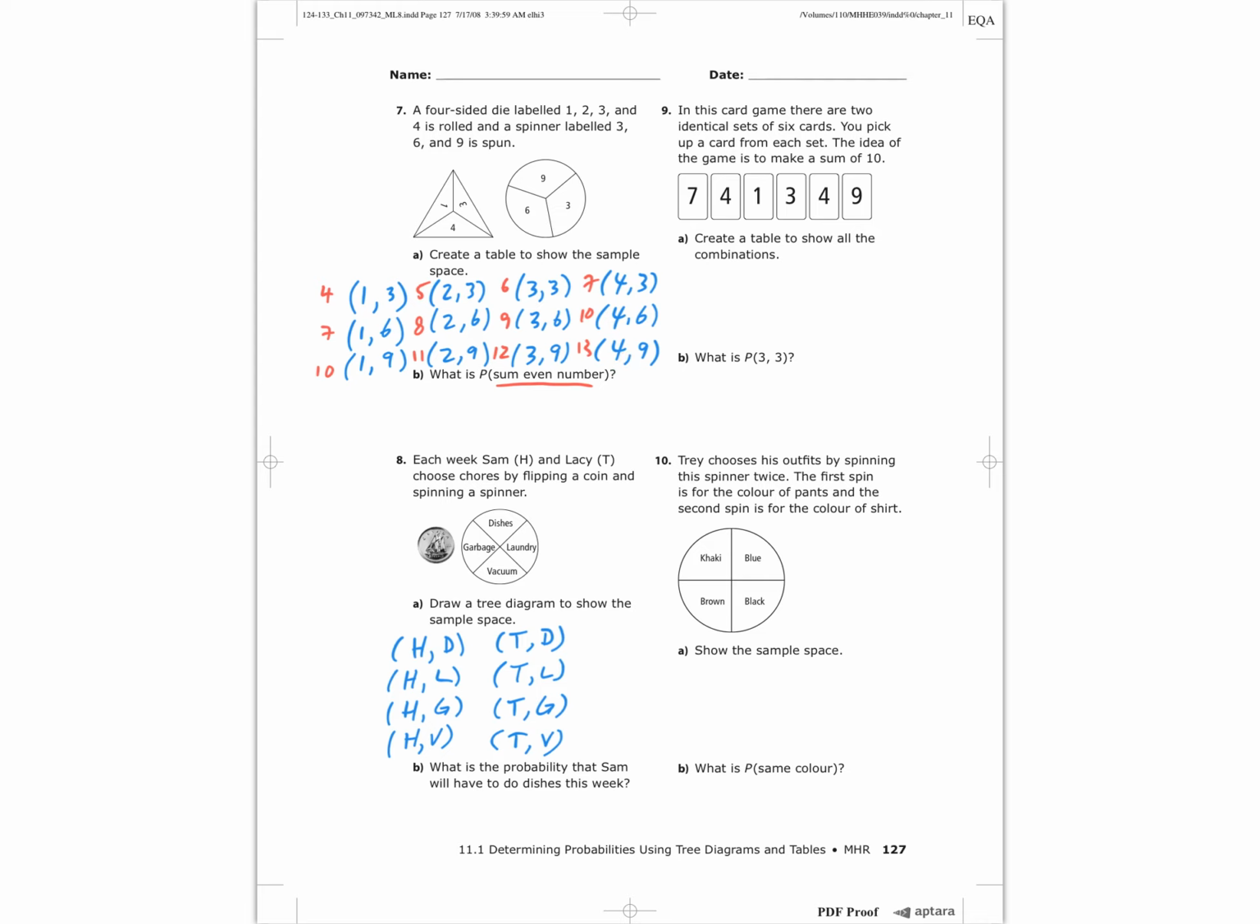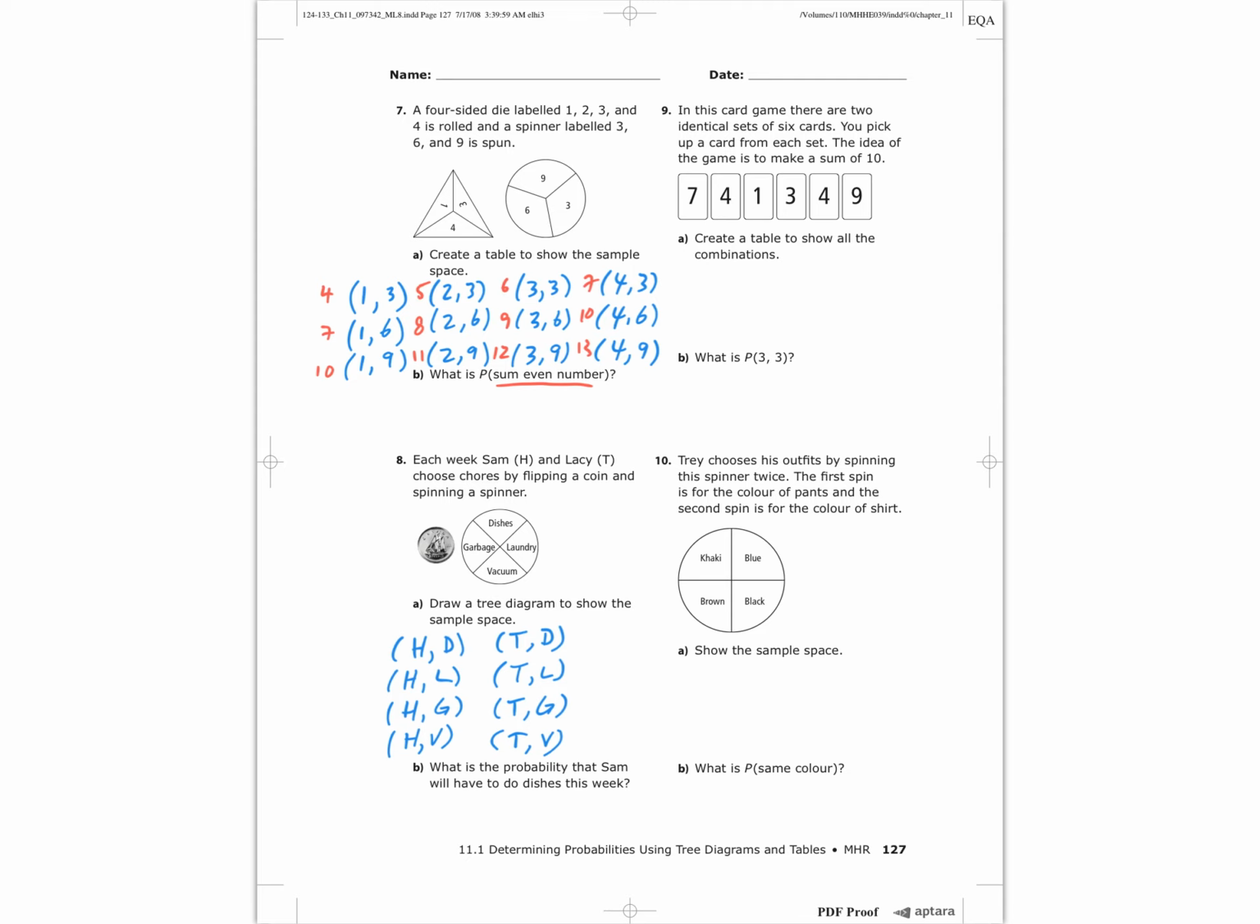Once you have that, you can answer any questions you are asked, essentially. What's the probability of getting a sum of an even number? In other words, if we add whatever we got on the die plus whatever we got on the spinner, what's the probability that when we add those two numbers we get an even sum? So all I did here in red is added these up. 1 plus 3 is 4, 1 plus 6 is 7, 1 plus 9 is 10, and so on. So how many of these are even numbers? Well, you just count them. You can probably figure it out.